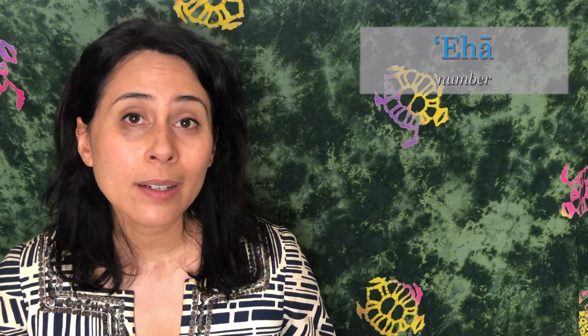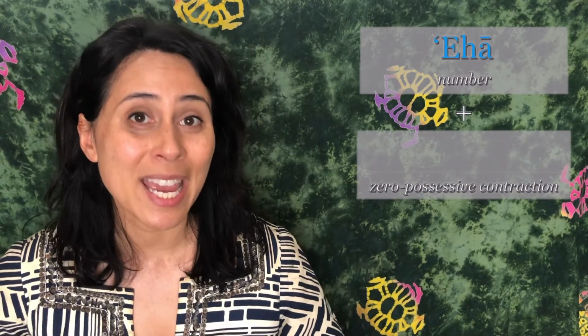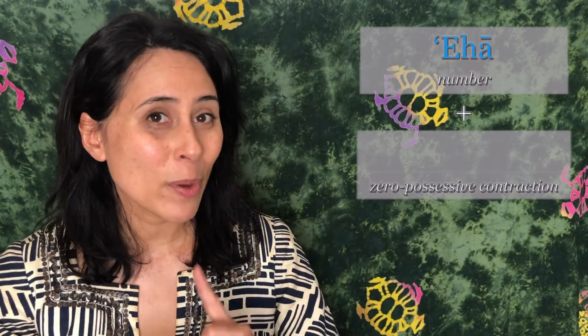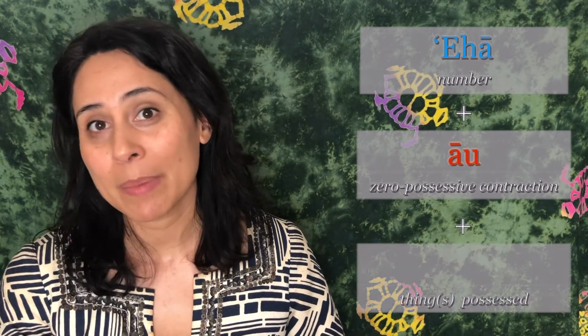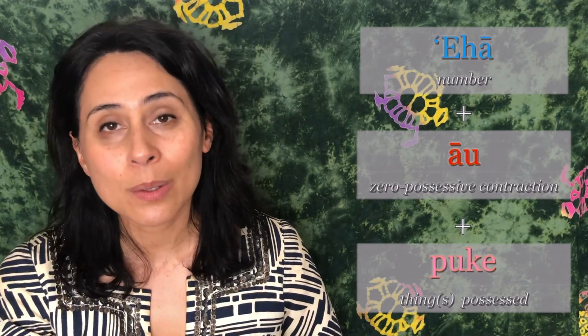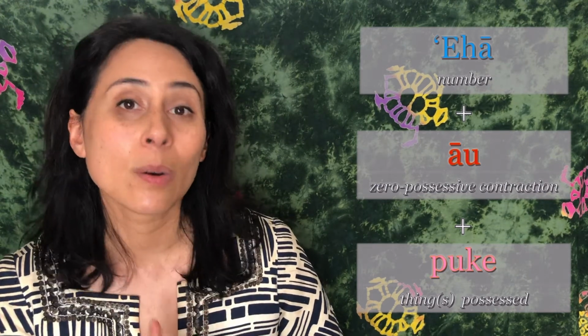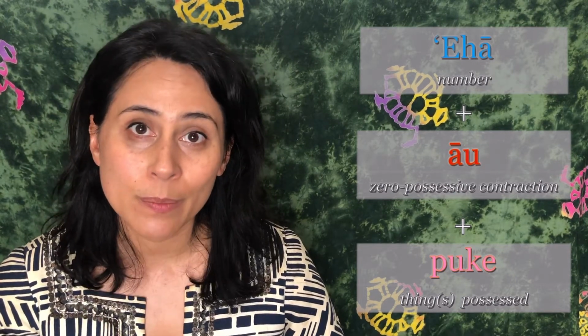How about you, singular, have 4 books? Books are A class objects. Start with our number 4, eha. Then our possessive pronoun contraction because it's a singular pronoun. Do you remember what that is for you? Ao, and then the thing being possessed, books, puke. E ha ao puke. You, singular, have 4 books.